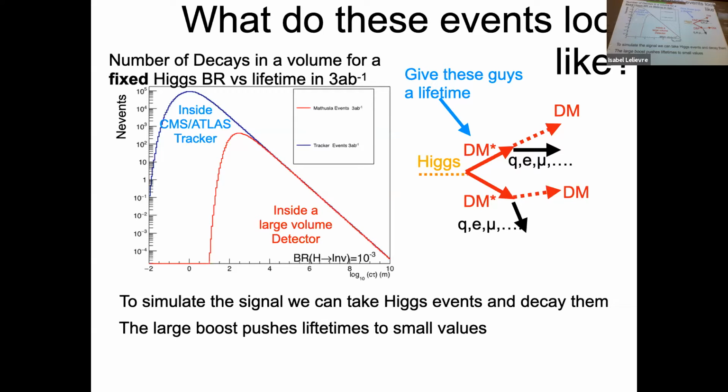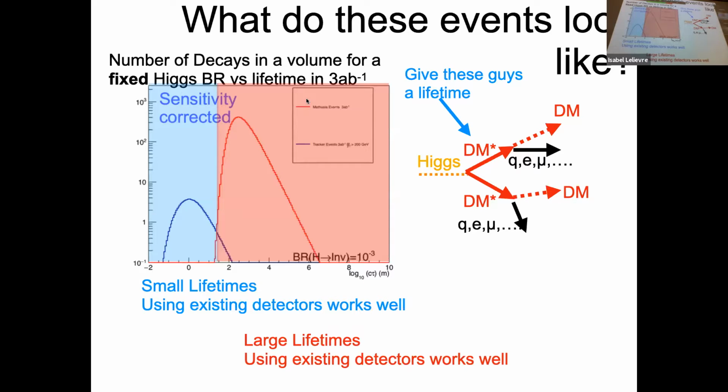These line up just coincidentally. But then when you correct for acceptance issues, you get a plot like this. So this is a sensitivity corrected plot. The y-axis here is the number of effective events. This is for inside ATLAS or CMS. This is the number of effective events inside an experiment like MATHUSLA. CODEX-b is quite similar. This is for a specific branching ratio of Higgs to invisible of 10 to the minus 3.